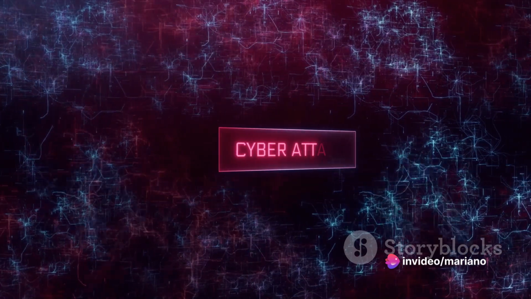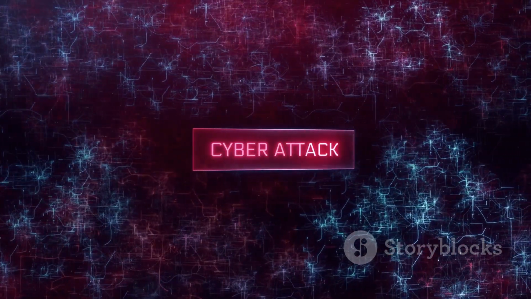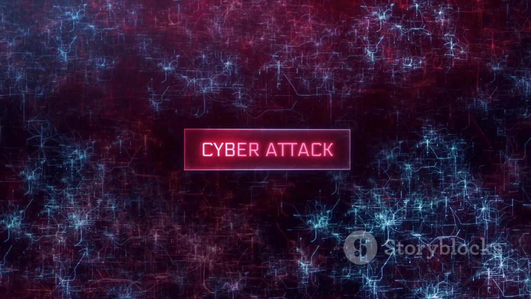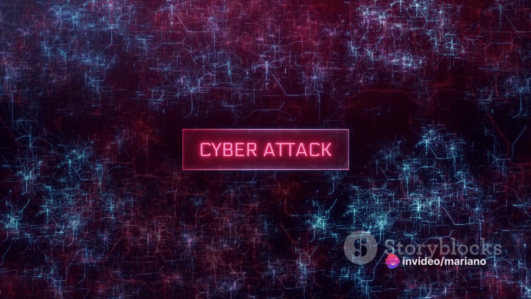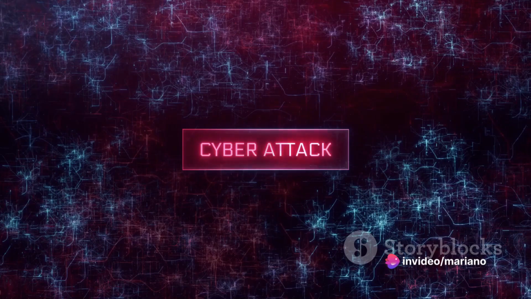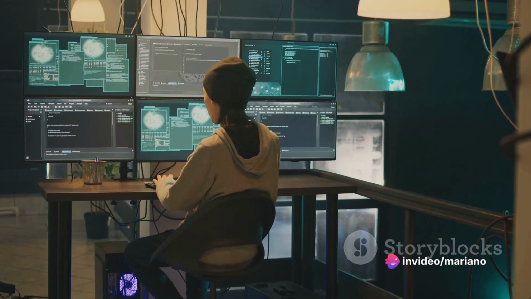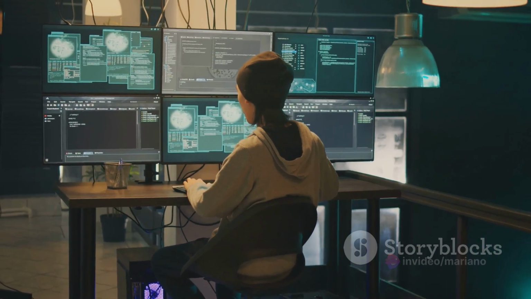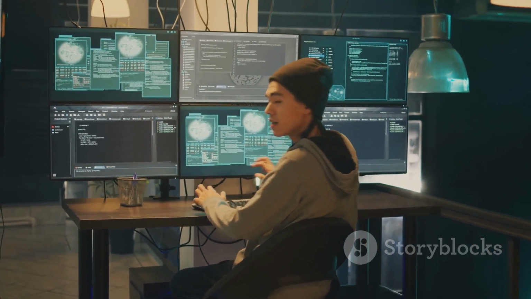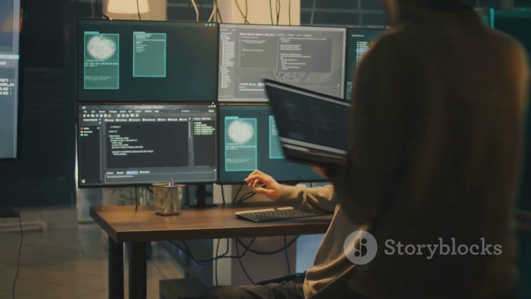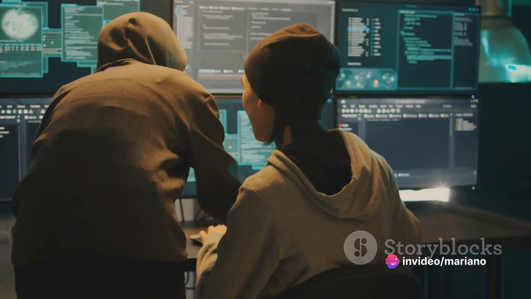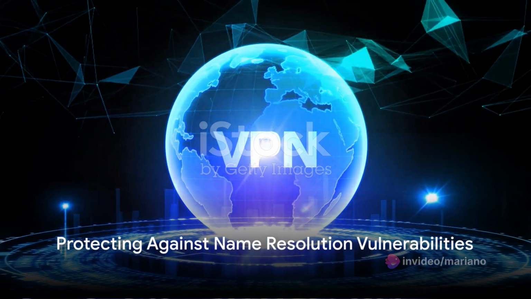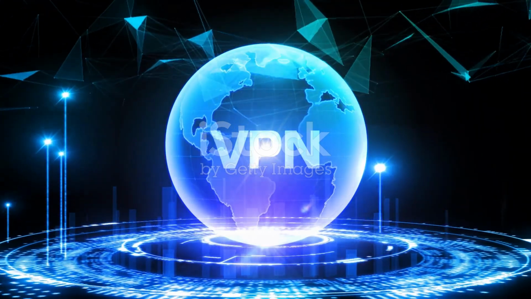Moreover, these threats aren't just theoretical, they're happening right now, on networks around the globe. They could disrupt network communication, lead to data theft, or even facilitate larger-scale cyber attacks. In essence, these vulnerabilities can turn name resolution from a handy tool into a potent weapon in the hands of cybercriminals. So it's crucial to understand these risks and how to mitigate them, ensuring that our networks remain safe, secure, and reliable. Fear not, though. While these vulnerabilities are concerning, there are ways to protect against them.